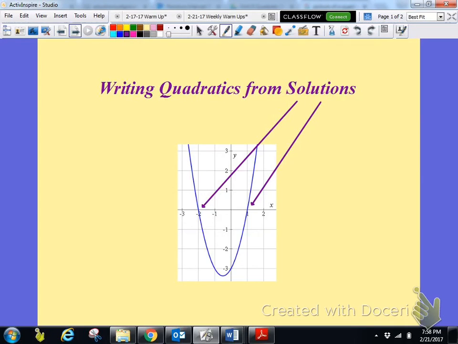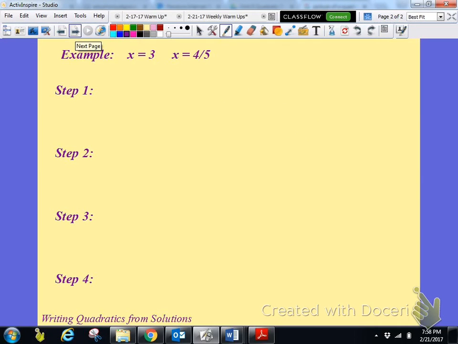So here we go. Our example that we're going to be working out today gives us our two solutions as x equals 3 and x equals 4/5. You might be thinking, okay, if I already have my solutions, why do I need to write the equation? Well, sometimes you're asked to work backwards so you fully understand the process, right? So my first step is going to take my solutions and create my two factors using those solutions.